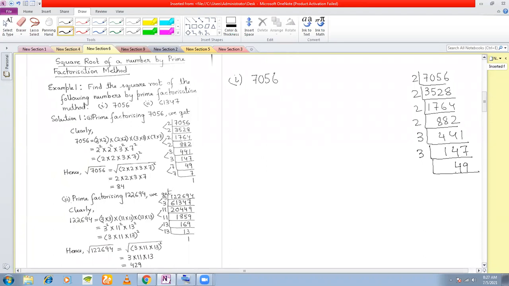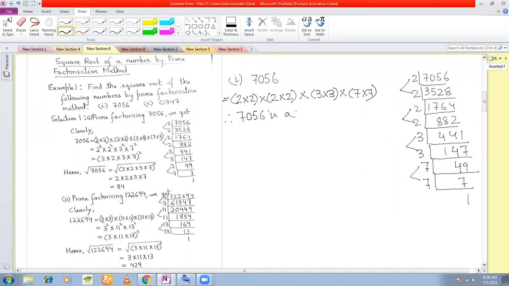Now 49 is the square of 7, so 7 into 7. So what we are getting here is, if you arrange this in primes, in pairs, we're getting 2 pairs of 2s. We're getting 1 pair of 3s. And we are getting a pair of 7s. Is any prime number left unpaired? No. That means no prime numbers are left unpaired. Therefore, we say 7056 is a perfect square.